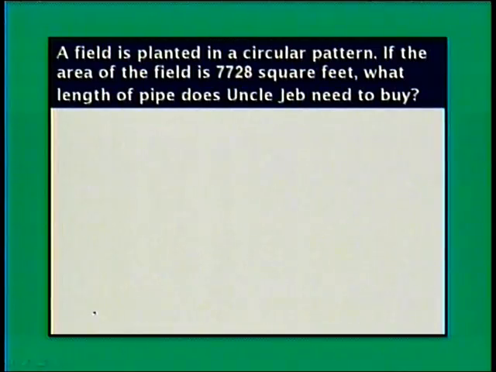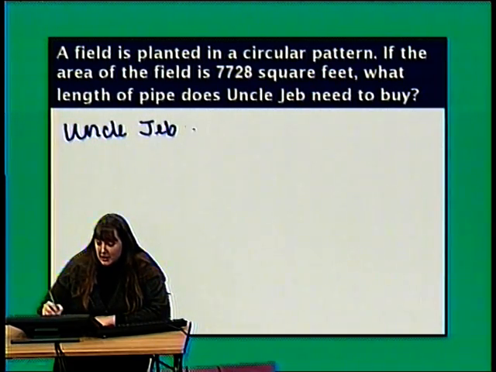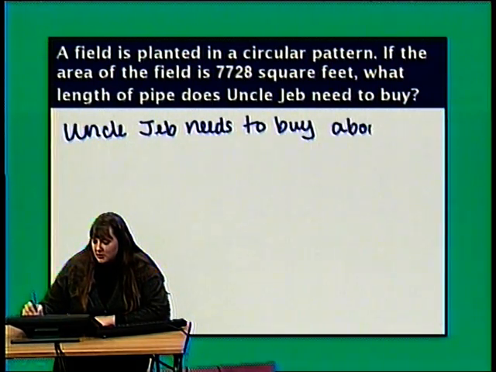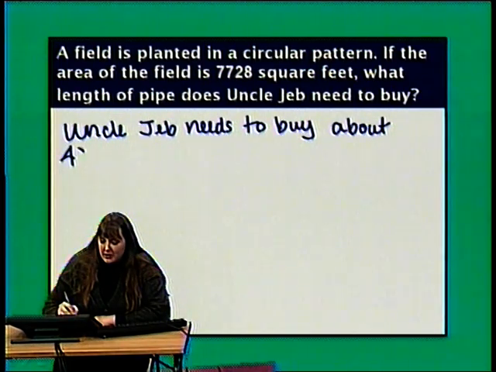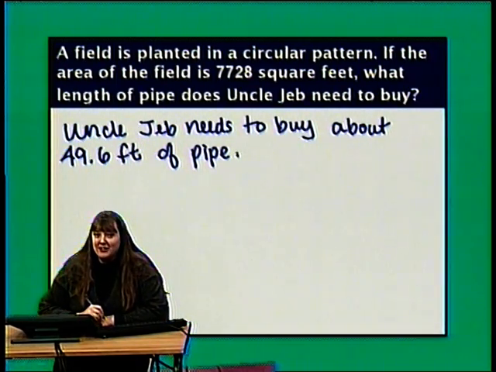So now let's go ahead and write our conclusion. Uncle Jeb needs to buy about 49.6 feet of pipe. Maybe he's going to buy 50 feet because that's a little bit easier to measure than 49.6. But here's our approximation for the amount of pipe that Uncle Jeb needs to buy.